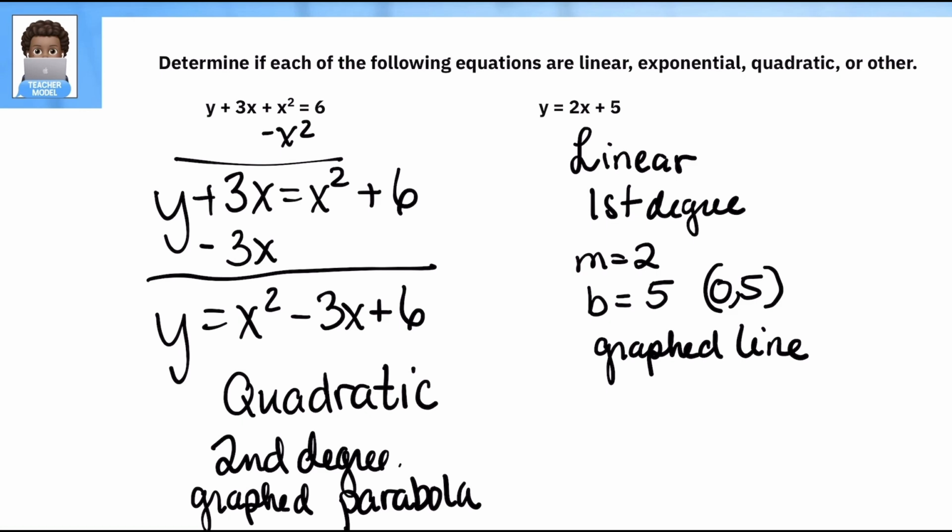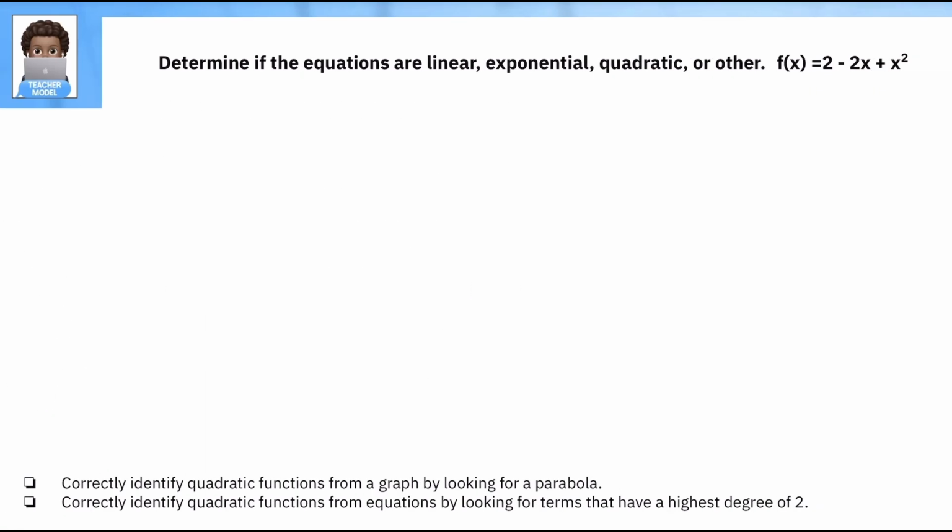All right, so hit pause and jot this into your notes. And take a look at this last one, an f of x. Try for yourself, determine, is it linear, exponential, or quadratic? What do you see? What do you notice? Make a prediction. Tell me everything you know based on what you see.